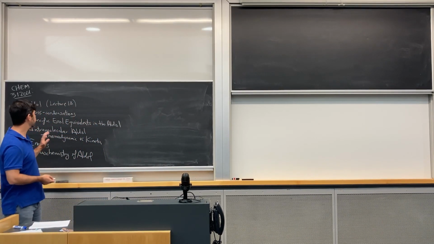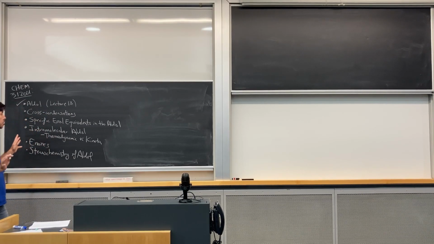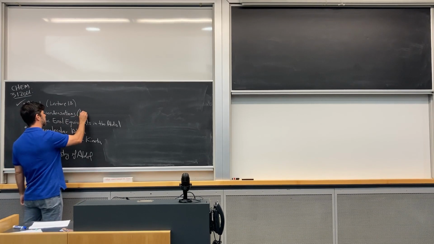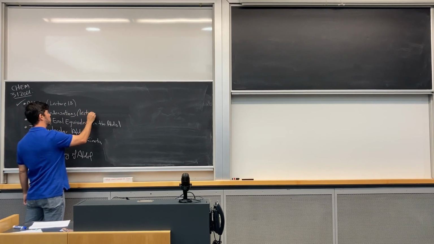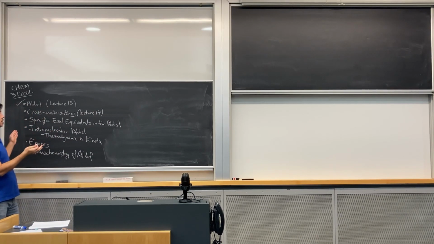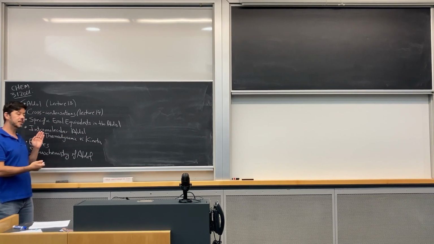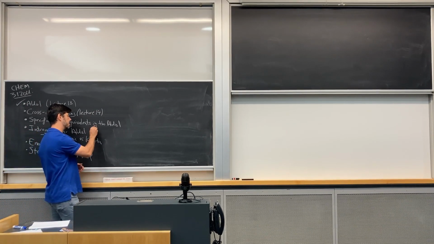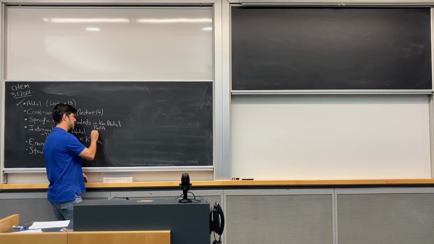Today we're going to continue our discussion on the Aldol reaction. We just finished cross condensations, which was lecture 14. We're going to focus our attention on the specific enol equivalents in the Aldol reaction. I'm going to divide this up into two parts, part A and part B. So we'll do part A right now.